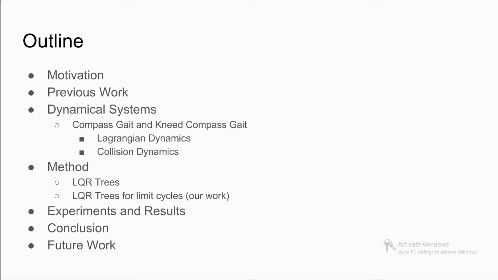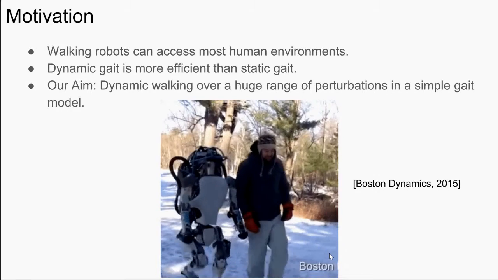Then we'll see the dynamical systems that we use to investigate our problem. In that we'll see the compass gait and the kneed compass gait model. We'll see how their dynamics are derived. Following that, we'll see the core of our project, which is the methodology involved. In that, we'll see the LQR trees and the LQR tree for the limit cycle, which is our work. Then we'll see the results, conclusion, and future work.